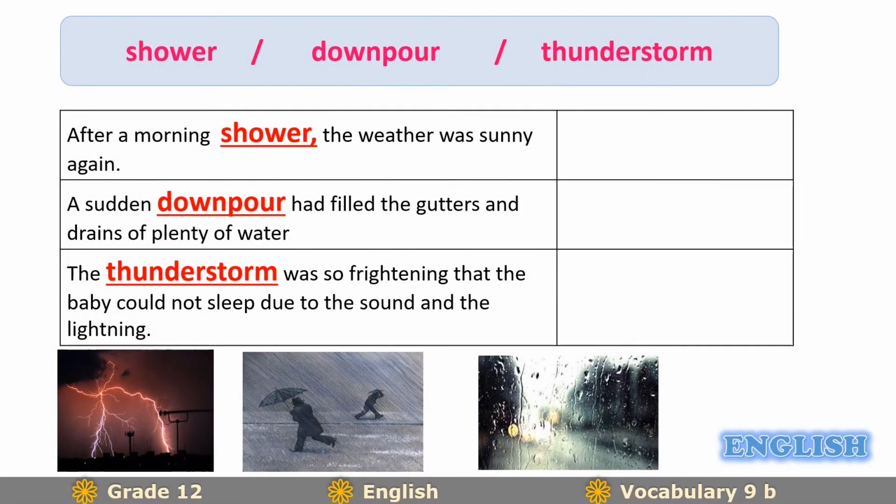Right, so let's go on with the next set of vocabulary. We have the words shower, downpour, and thunderstorm. So the same thing you are going to do, dear students. You are going to read the sentences carefully. You try to find context clues that may help you to understand the meaning of each word. Then after that, you match each word with the right picture.